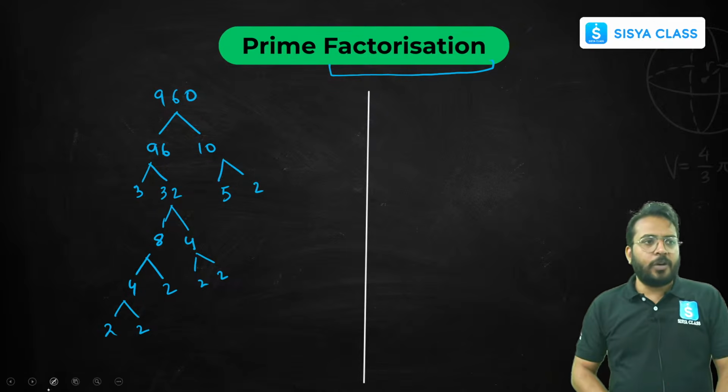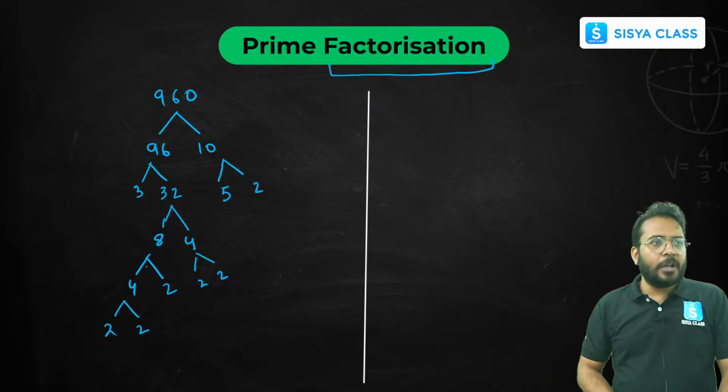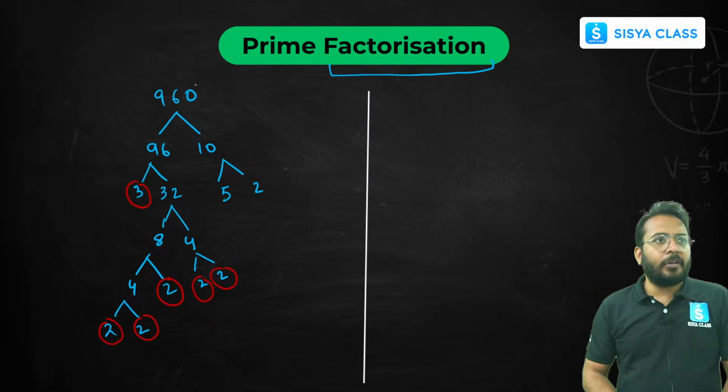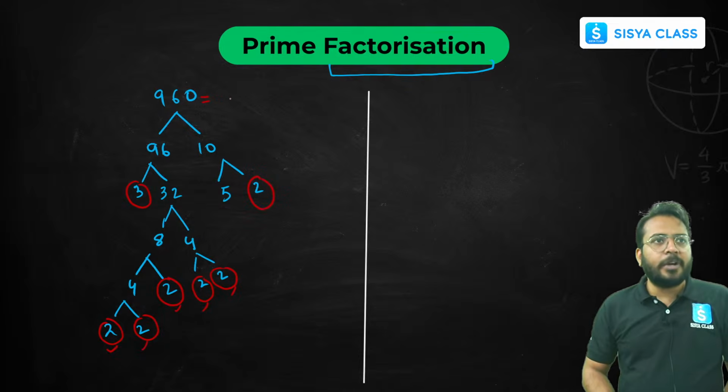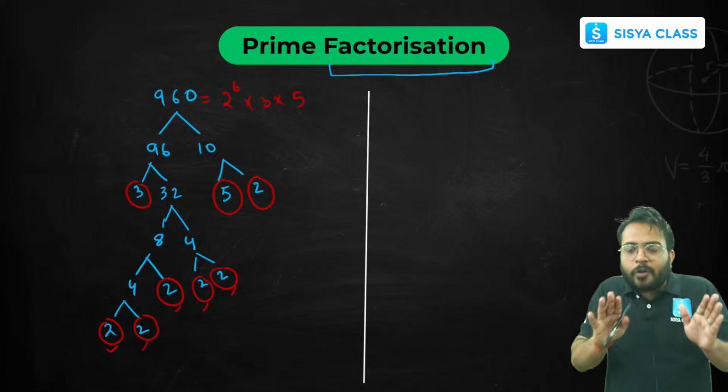So what are the prime numbers we are having here? Here we are having 2, here we are having 2, here we are having 2, and here we are having 3. That means 96 can be written as what? It can be written as 2 to the power 1, 2, 3, 4, 5 and 6, that is 2 to the power 6, into 3 into 5, all right, understood?